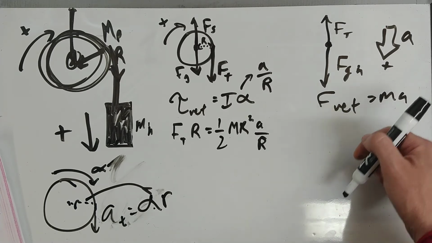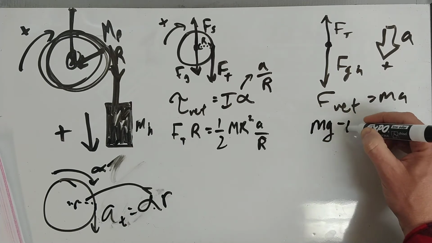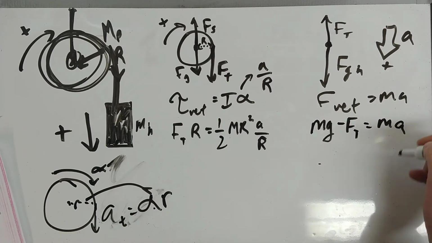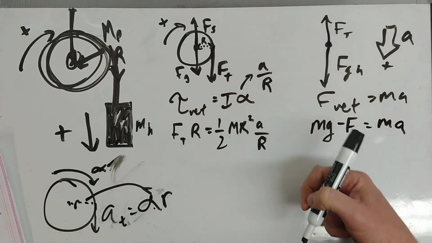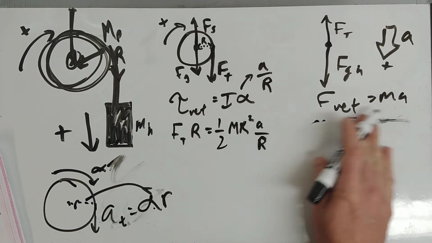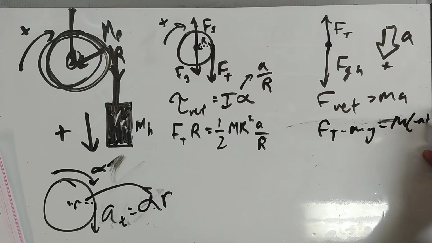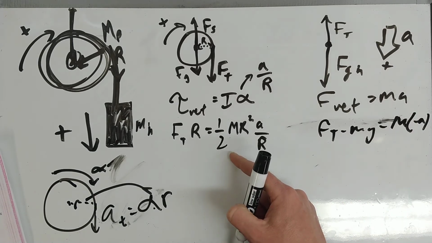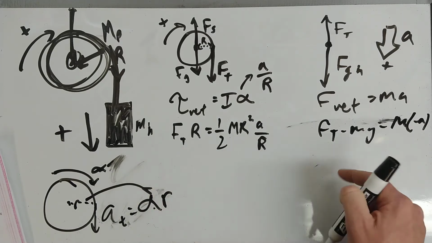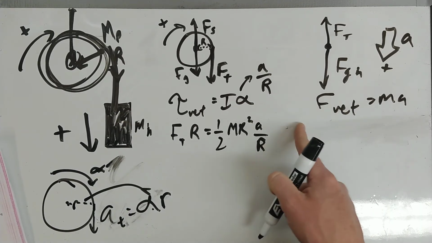Over here, F net, I made down positive, so it's mg. This is positive. The tension in this case is negative because I'm saying up is negative, equals ma. So the acceleration is positive. If you say down is negative, then you could do your old FT minus mg, but then you have to say m times negative a. And over here, it would be negative FT, mr squared times negative a. It doesn't matter over here. It does matter over here. But anyhow, down is positive. Just make the direction of acceleration positive.